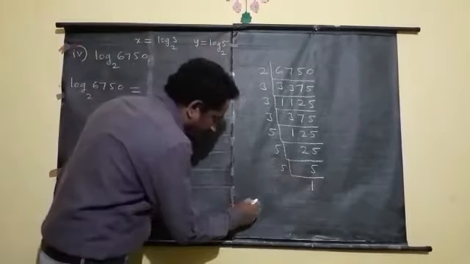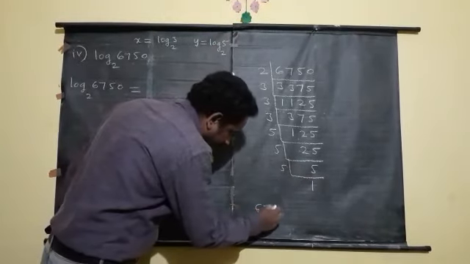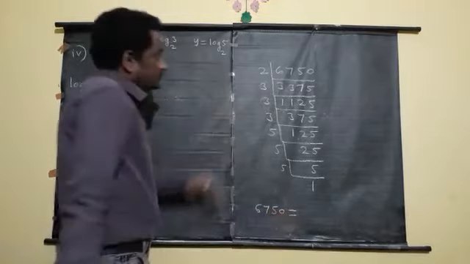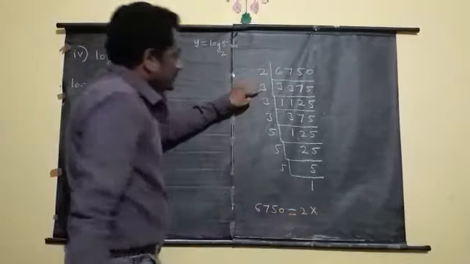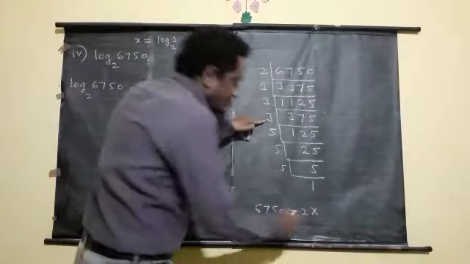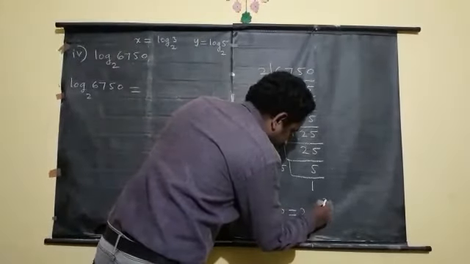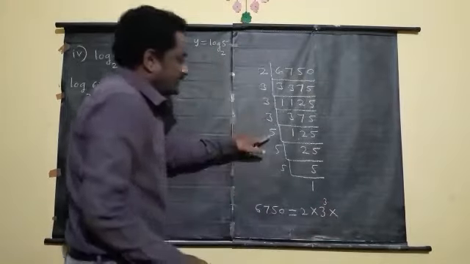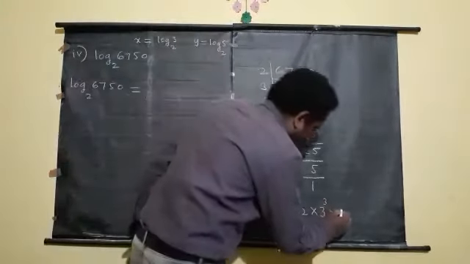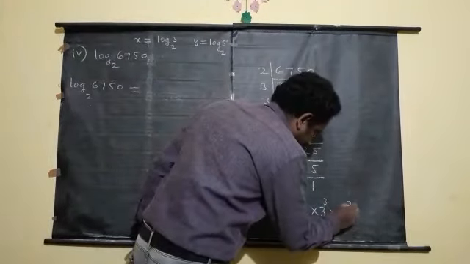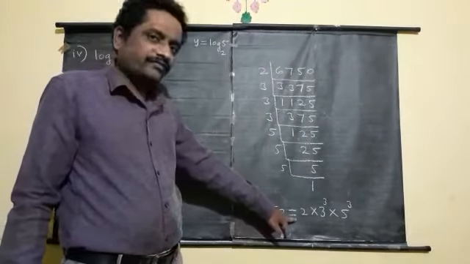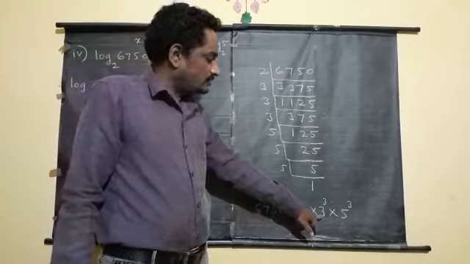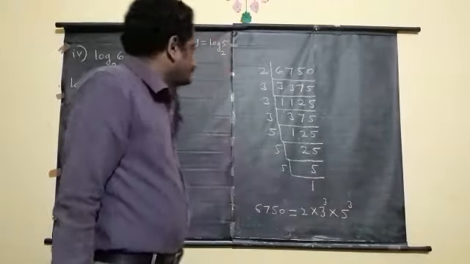Now 6750 is equal to one time 2, into 3 into 3 into 3, that is 3 cube, and 5 into 5 into 5, that is 5 cube. That means 6750 is equal to 2 into 3 cube into 5 cube.